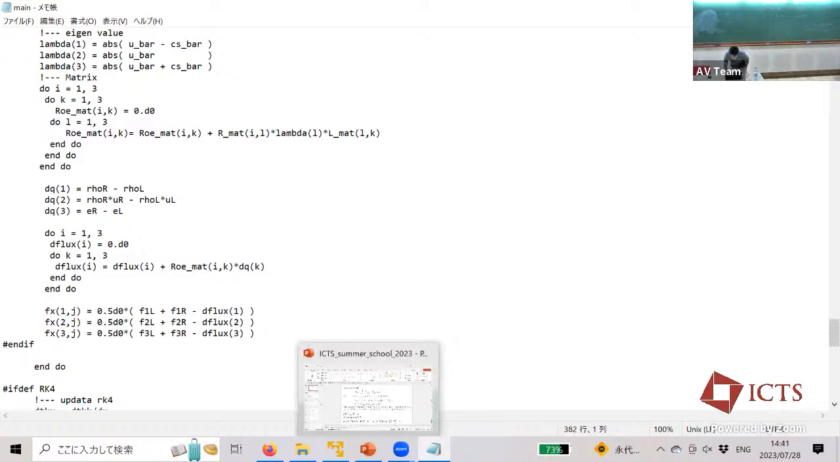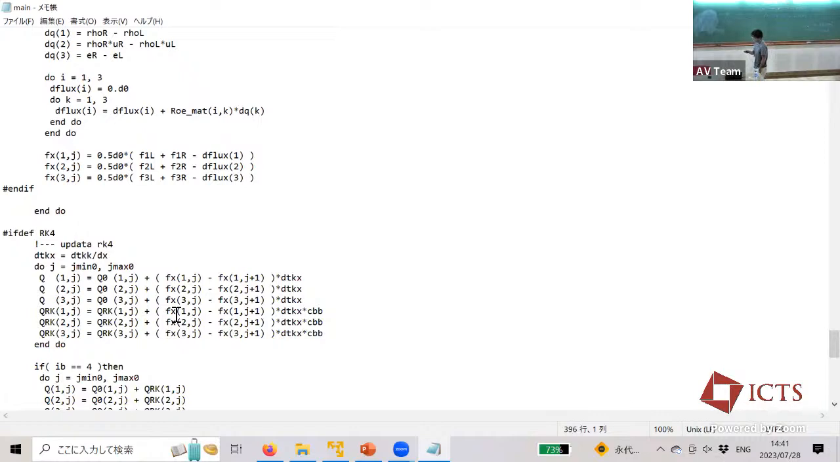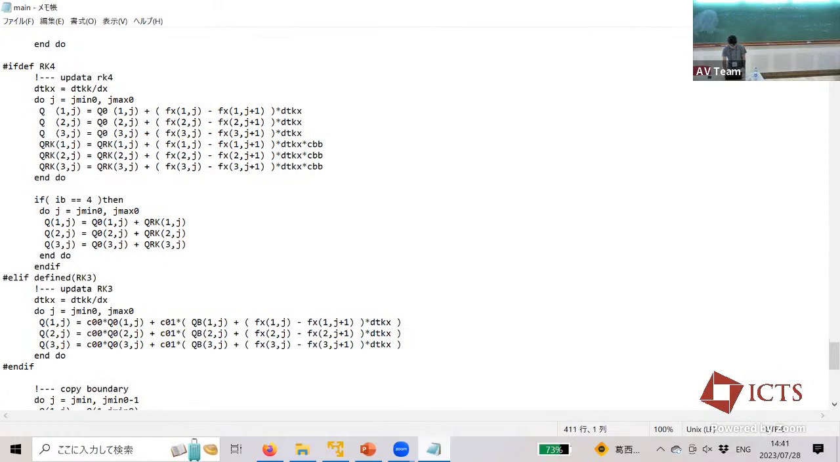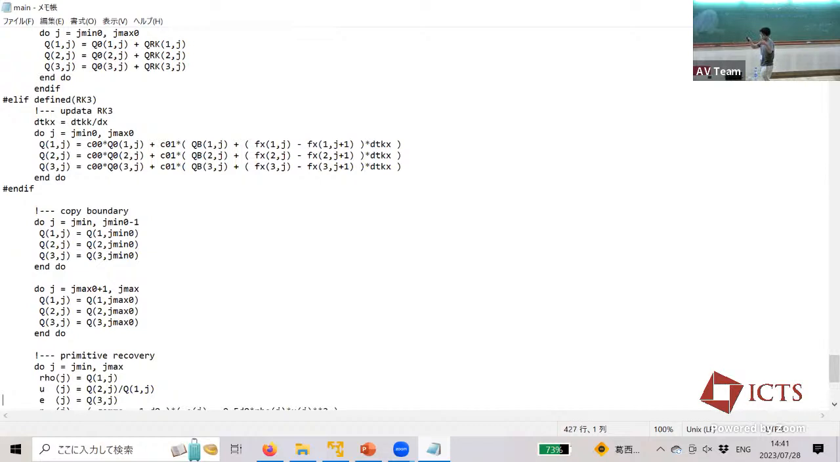After you get the numerical flux, fx at i plus one half, you can update the value of the conservative quantity Q from this equation. This is nothing but this expression, right? Also the intermediate value of the Runge-Kutta stage is stored for the final step of the Runge-Kutta by an appropriate coefficient. Then you update the active region of the inner domain. You need a boundary condition for the ghost regions of the ghost grid in the negative and the positive directions. And in this example, it just copies from the active region to the ghost regions.